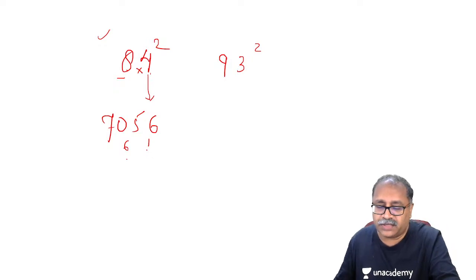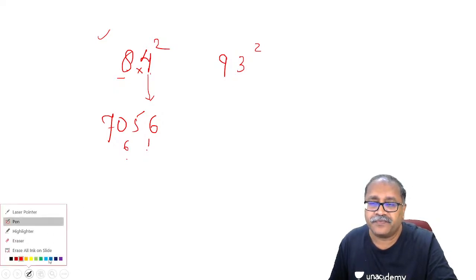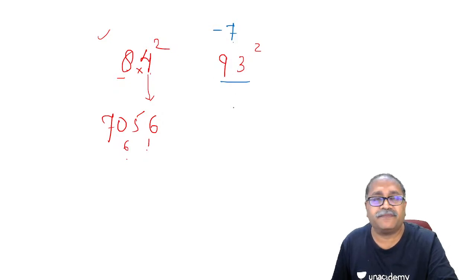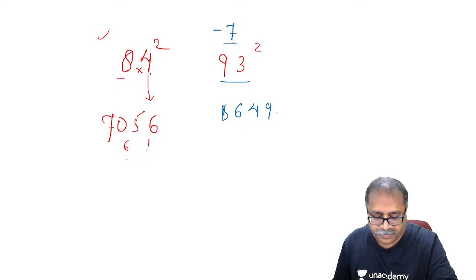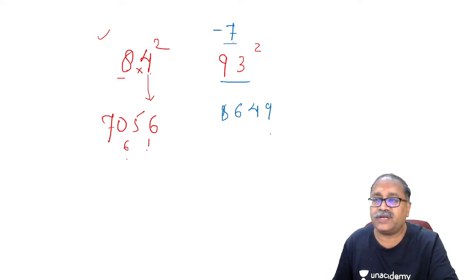Now I understand that you understood the process. Now what I do over here, look at this one. This is 7 less than 100. Then there are two steps: 93 minus 7, and then it comes 86. Then followed by 7 square, which is 49. Beautiful, beautiful. Both of you have beautifully responded.